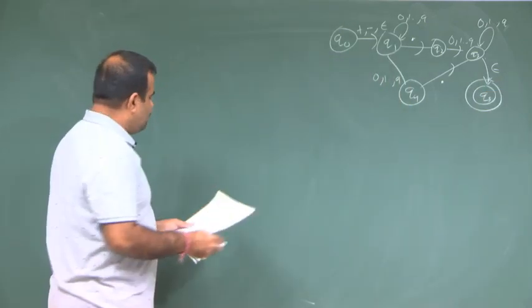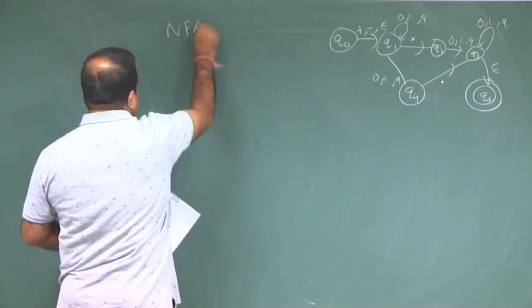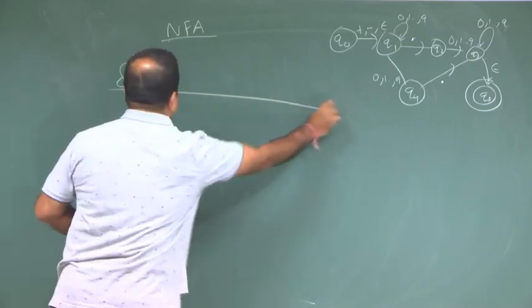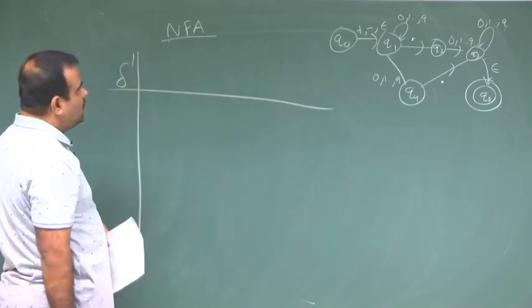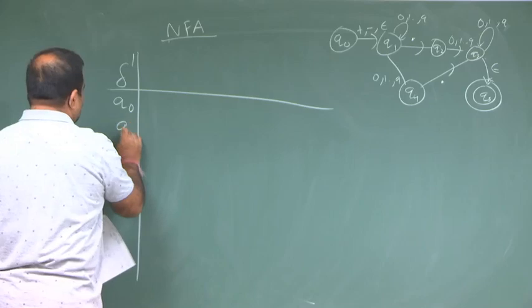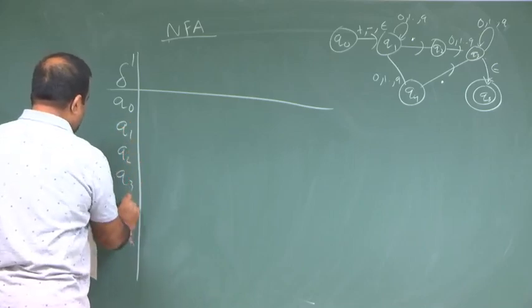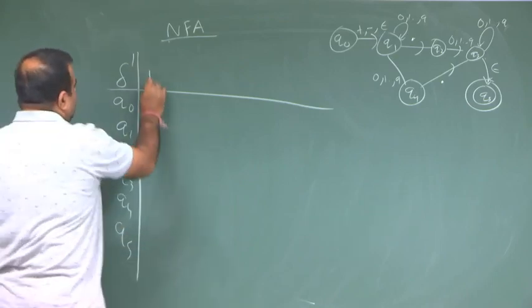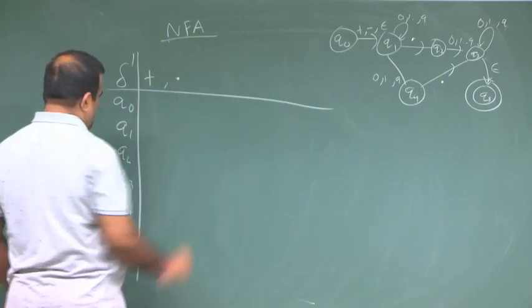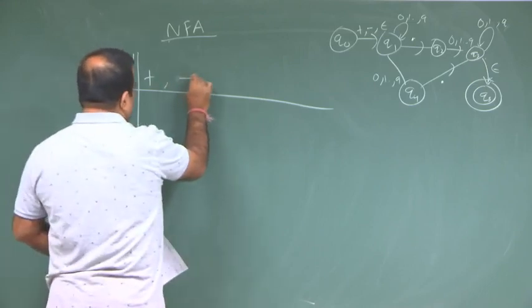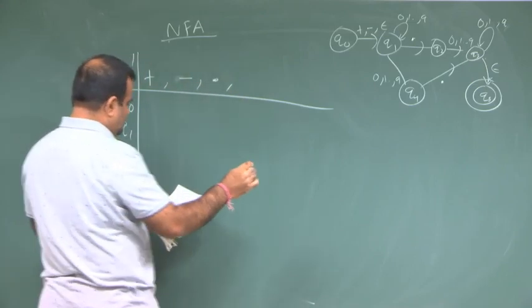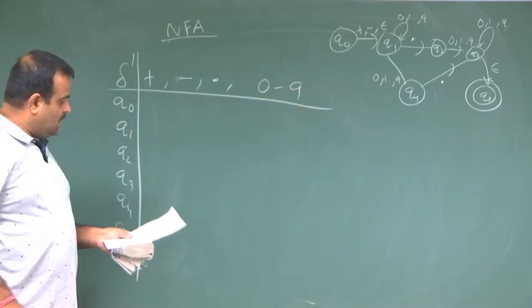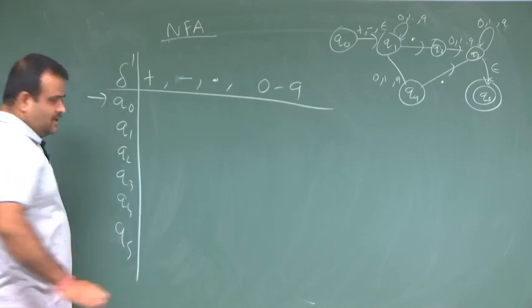Okay. So, now we have to construct the corresponding NFA, basically the delta. So, delta prime we will just define now. It has all the states q0, q1, q2, q3, q4, q5, and we have all the alphabet: plus, minus, dot, and all the digits. We can say 0 to 9. Okay, so, this is the starting state.